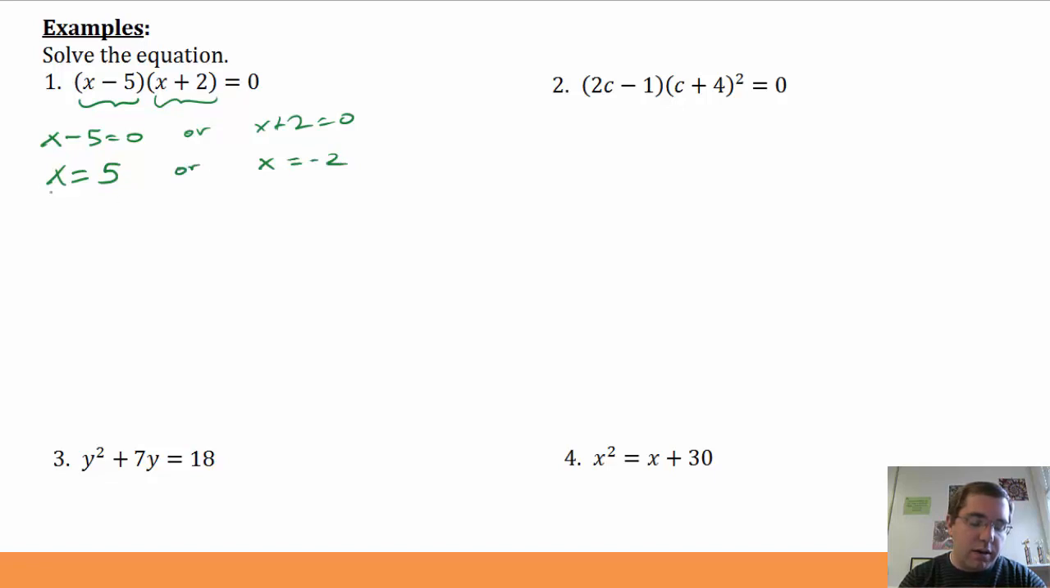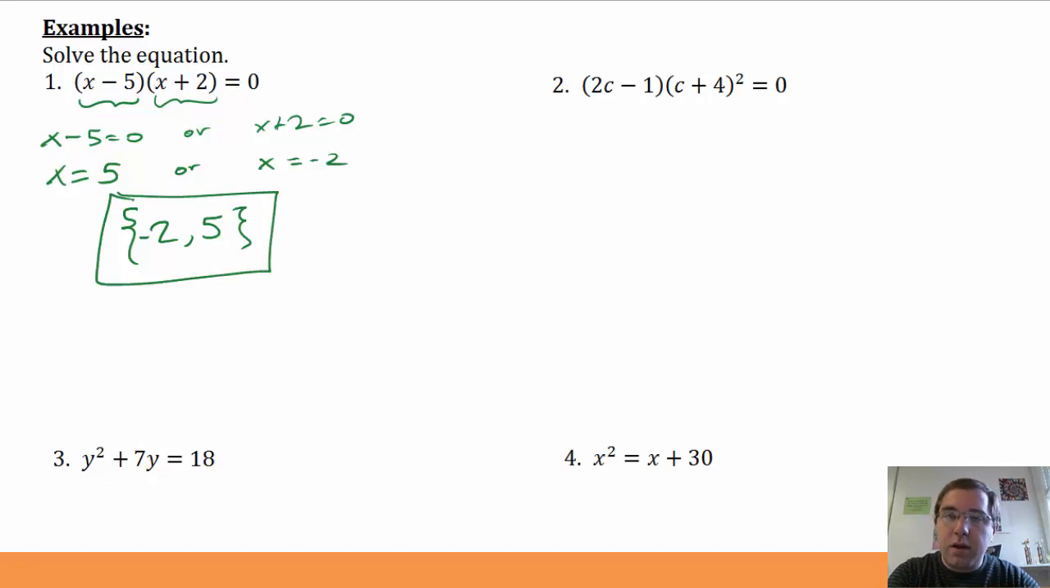We write the word "or" in the middle. And so our solution set is the set including negative 2 and 5. So we write brace, negative 2, comma, 5, and close the braces. Notice there's no parentheses here because these are not making a point. They are two separate values for x. So we're just listing them with a comma in between them. And that is our solution set.